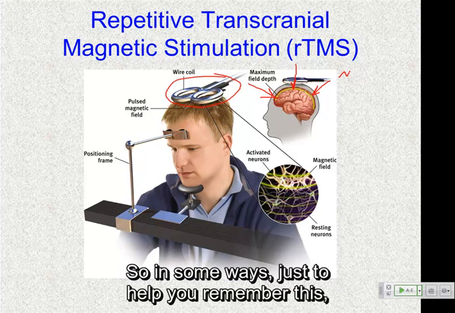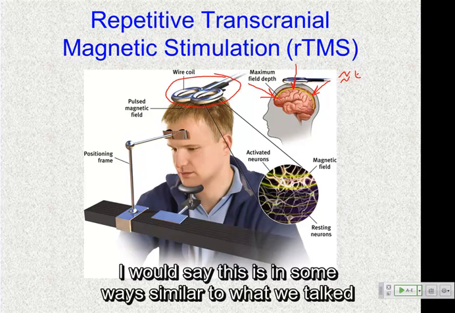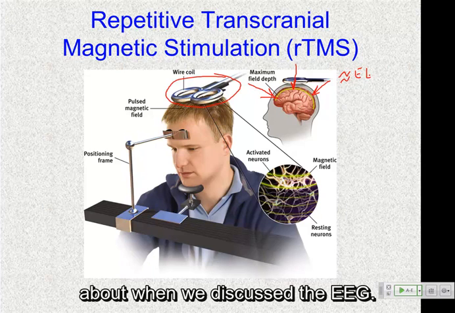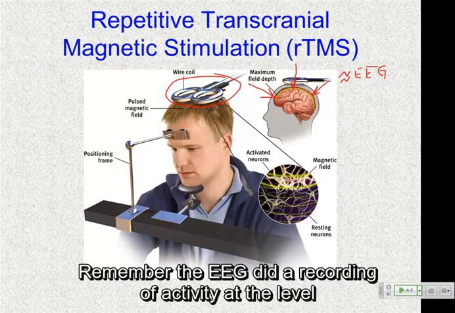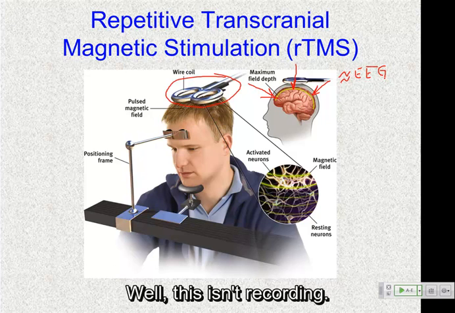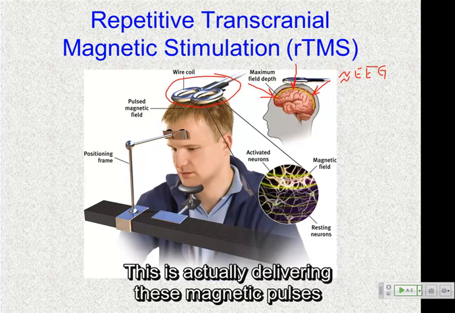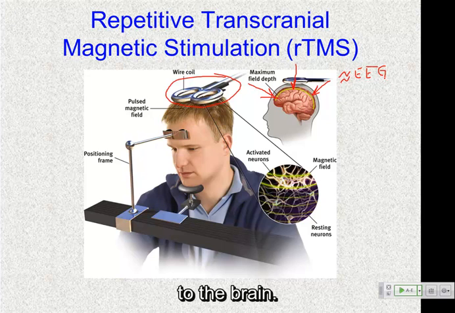So in some ways, just to help you remember this, I would say this is similar to what we talked about when we discussed the EEG. Remember the EEG did a recording of activity at the level of the overlying cortex? Well, this isn't recording. This is actually delivering these magnetic pulses to the brain.